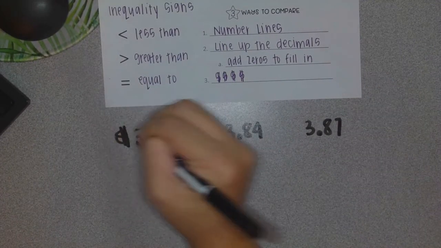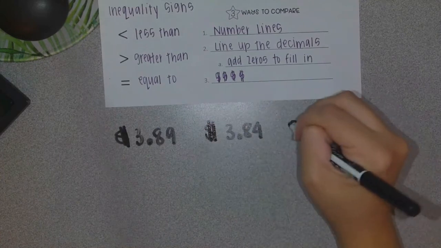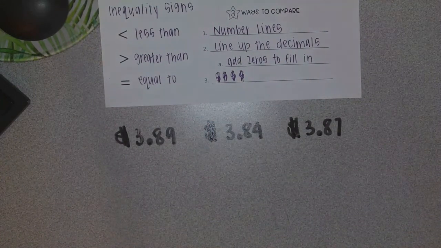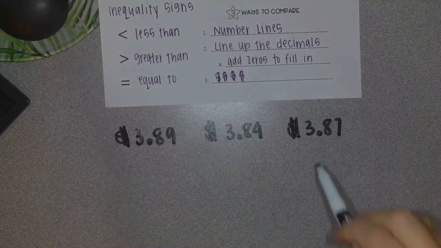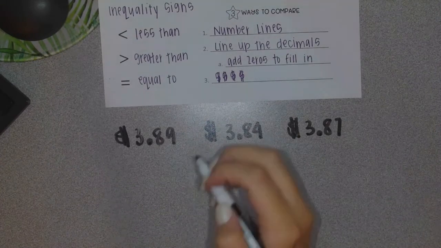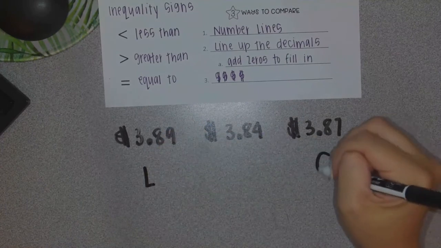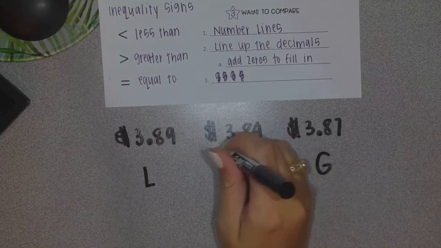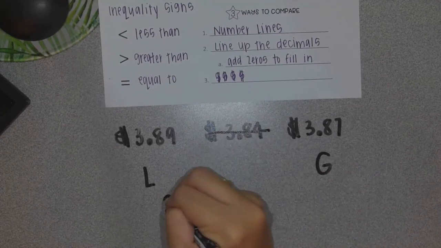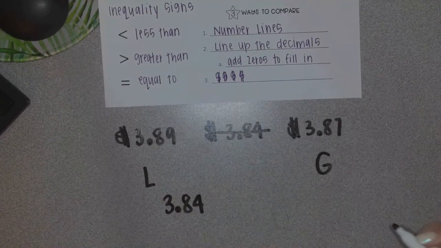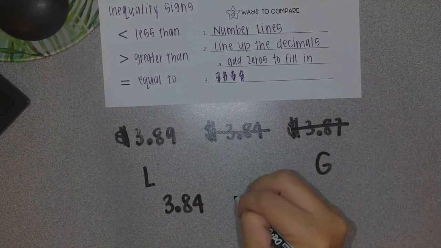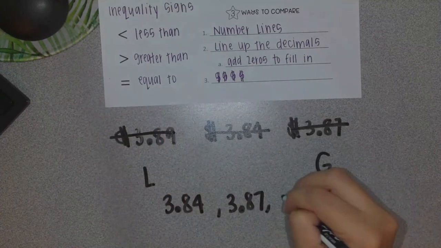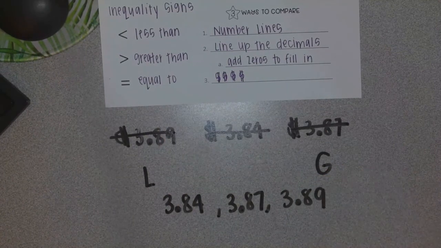If I put some dollar signs in front of those, now I can think about it as $3.89, $3.84, $3.87. If I wanted to put these in order from least to greatest, all I have to do is ask myself, what's the least amount of money up there? That's going to be $3.84. The next least amount of money would be $3.87. And last but not least, $3.89.